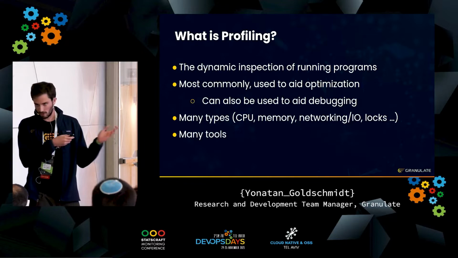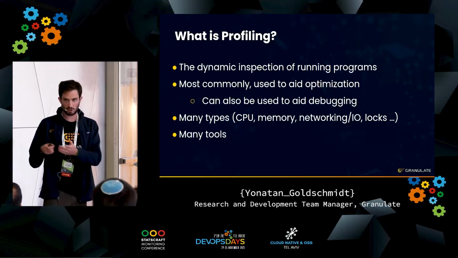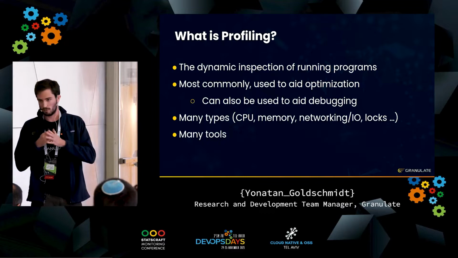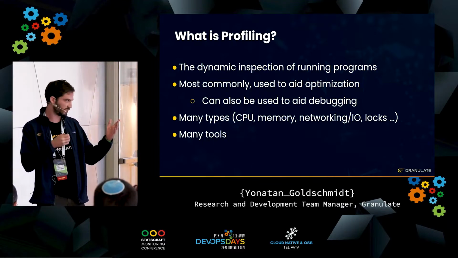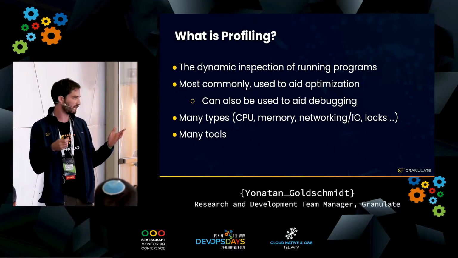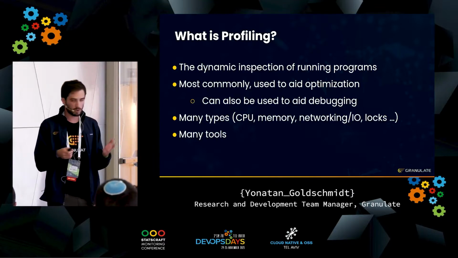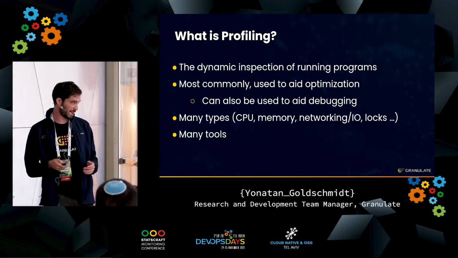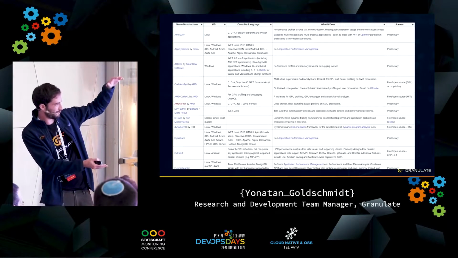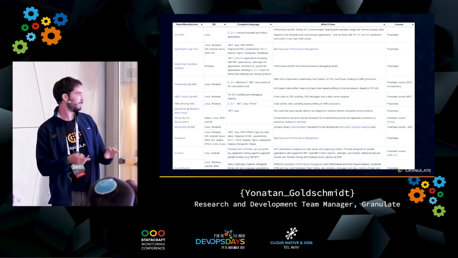So what are profilers? Those are the tools that help us to find optimization opportunities, but they help us in other ways as well. And there are many profiling types available. CPU profiling, which helps us pinpoint the CPU heavy code. Memory profilers, which help us find what's taking our memory in the machine. Networking, I/O, locks, disk, many types, and many tools. This is just, I don't know, a third of the Wikipedia page for profilers. There are tons of tools available.